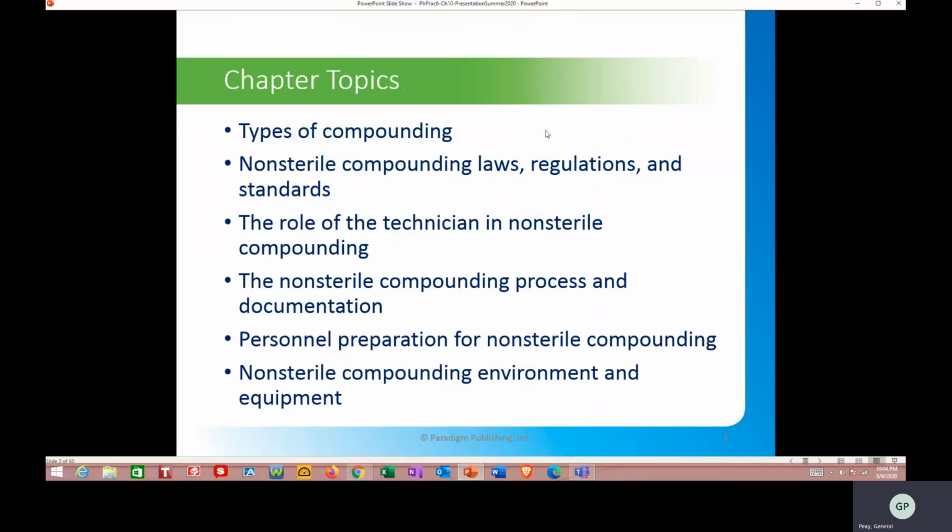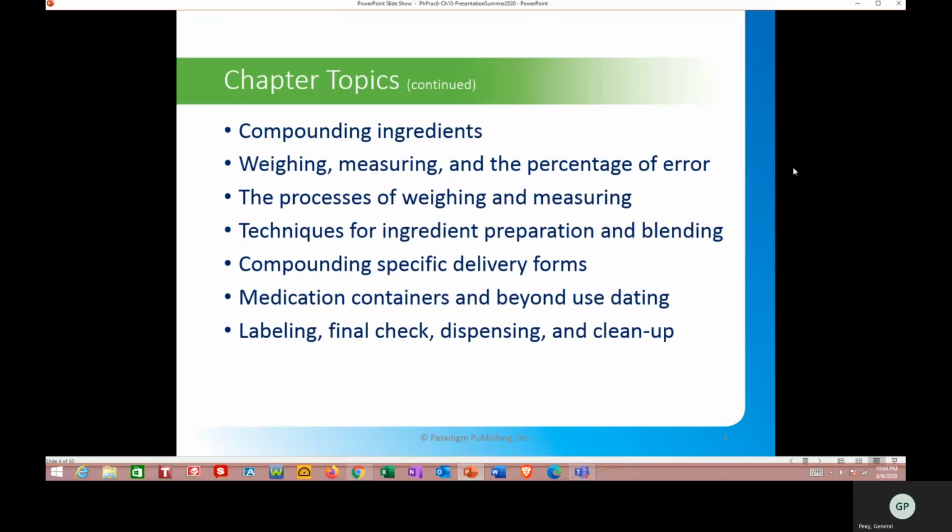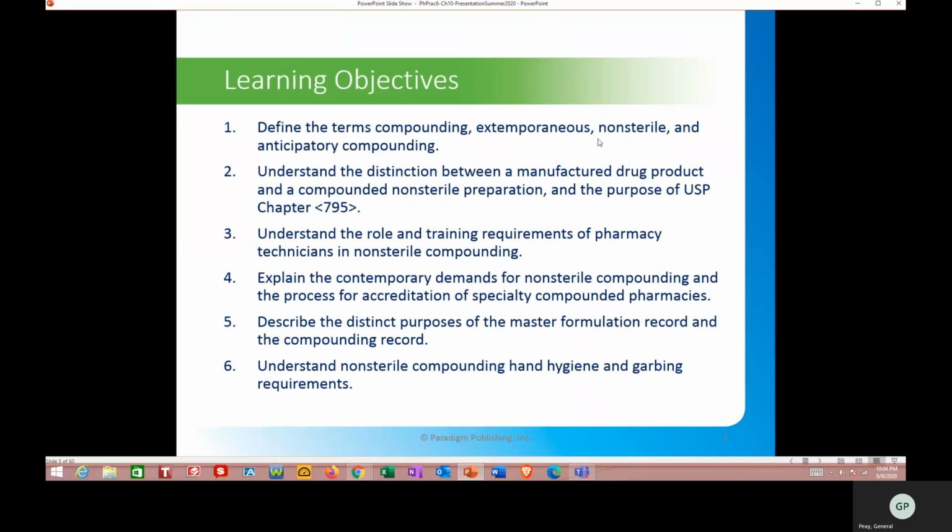So in this chapter, we'll cover several topics. And again, I'll probably break this into two lectures. So the different types of compounding, non-sterile compounding laws, regulations, and standards, the role of the technician in non-sterile compounding, and so on. Different compounding ingredients, weighing, measuring, and the percentage of error. So these are just different terms that we use in compounding. The process of weighing and measuring, and you can read the remainder. And here are more of your objectives of what you should get out of this chapter.